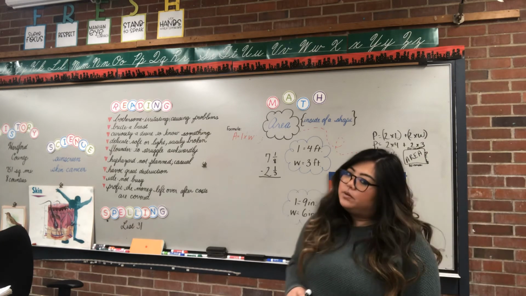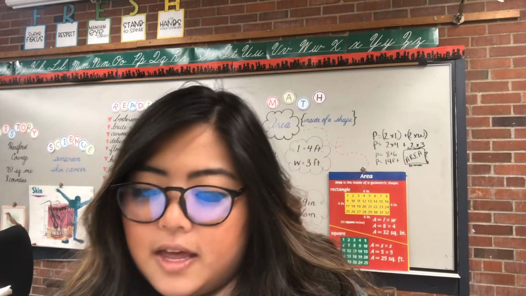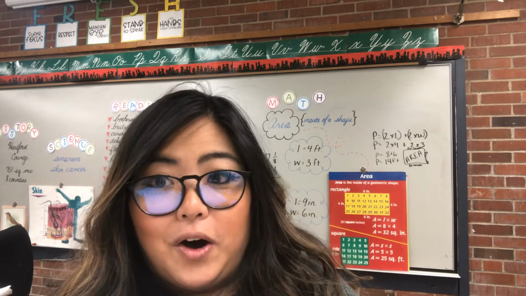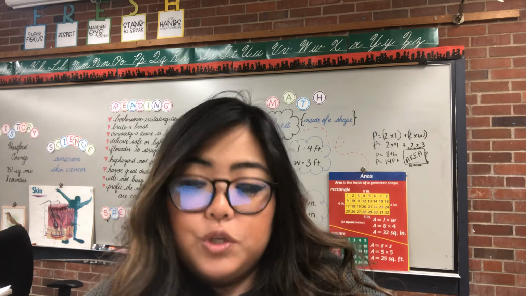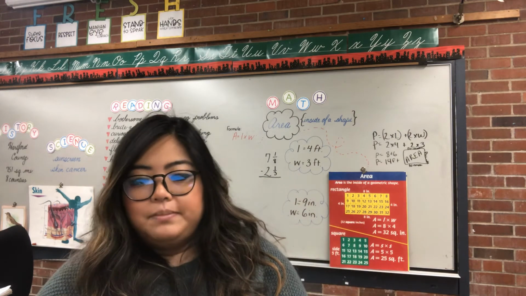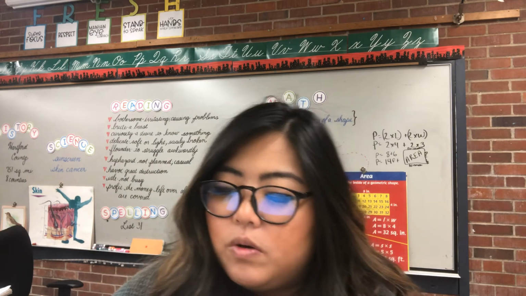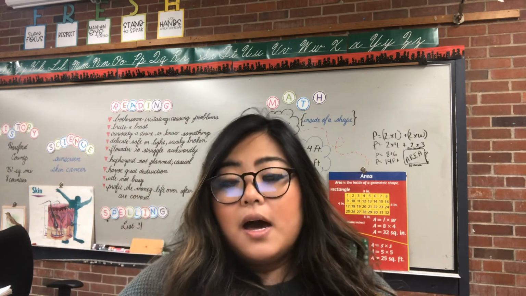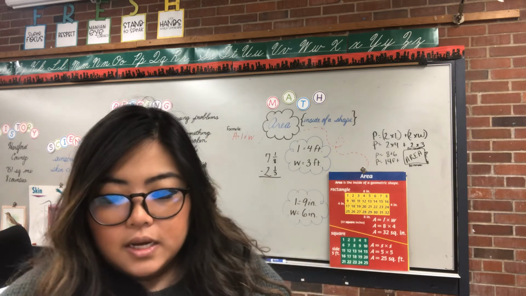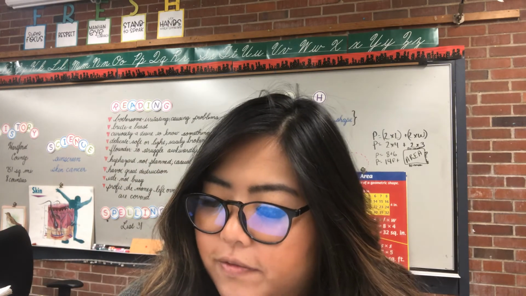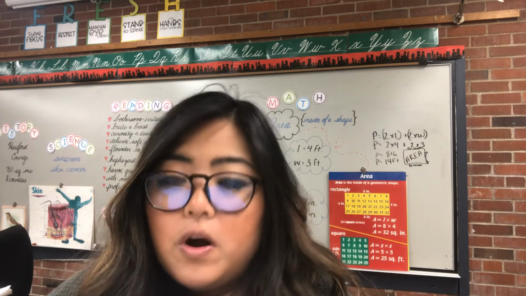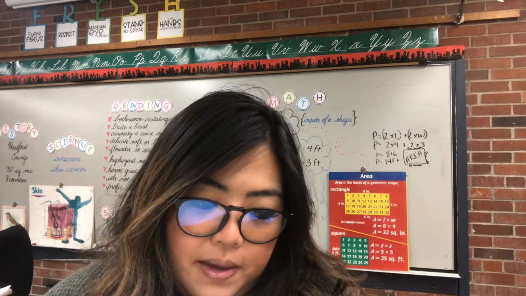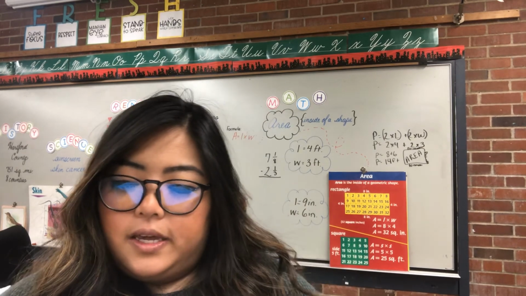All right, now the next one is find the perimeter of that rectangle. Now you can do P equals 2 times the length plus 2 times the width. P equals 2 times L plus 2 times W. P equals 2 times 17 plus 2 times 12. Sorry, I thought it said 19. P equals 34 plus 24, and P equals 58 yards.